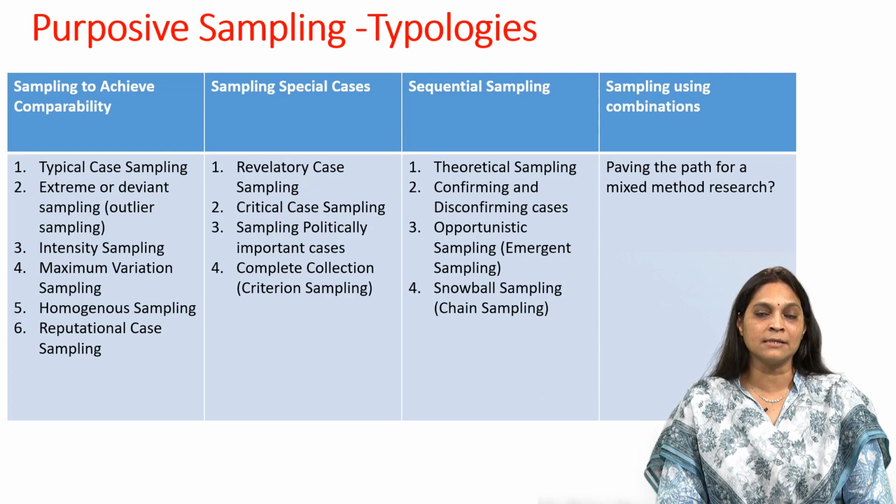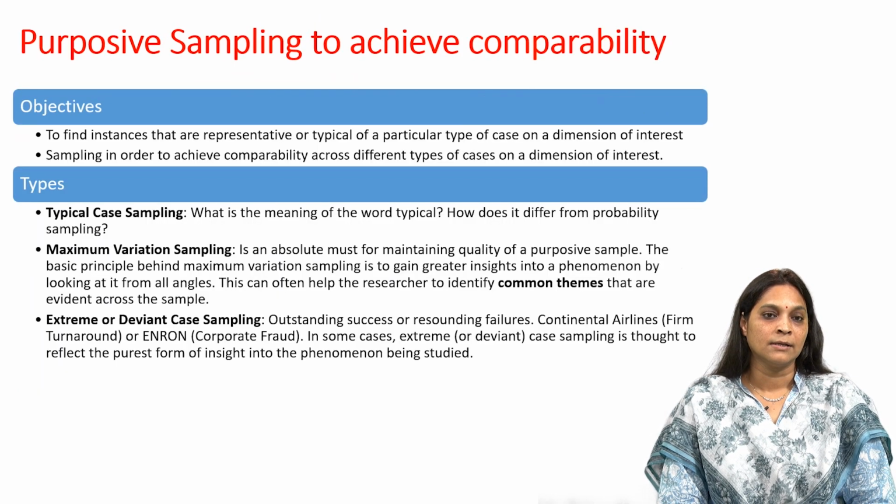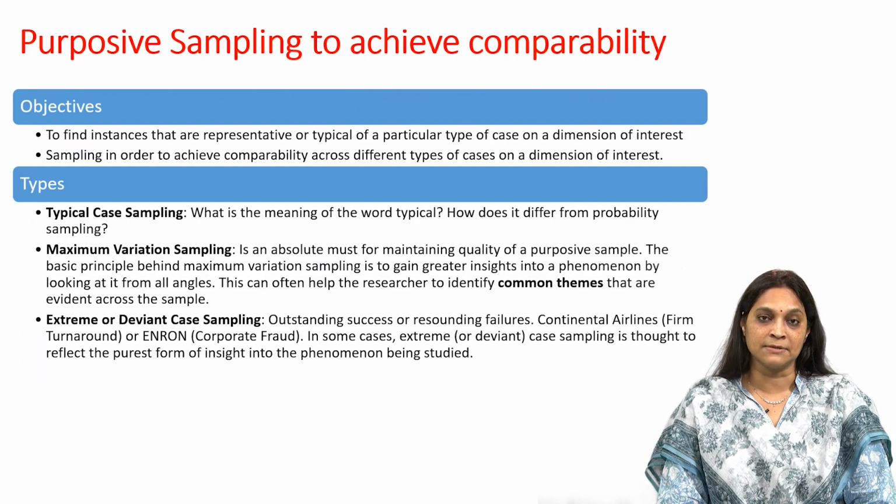But while discussing these typologies, I would like to emphasize the fact that I will take up very specific types which are predominantly used by qualitative researchers in their studies. And in my supplement to the video, I shall also be providing the complete reference for the table that has been created for you. Now, let us start with the first. The first is purposive sampling to achieve comparability.